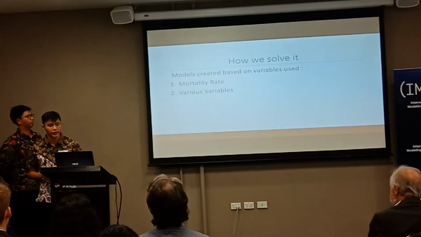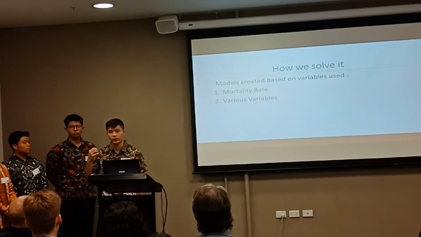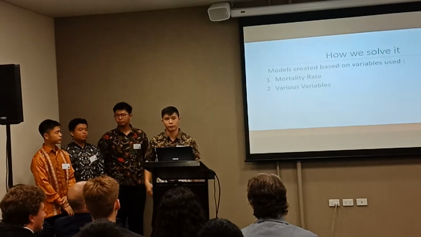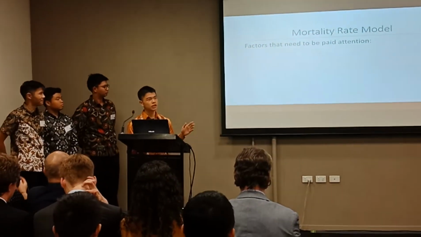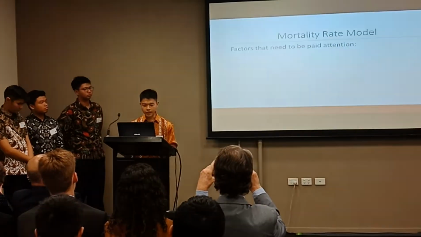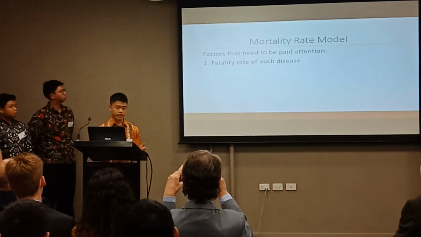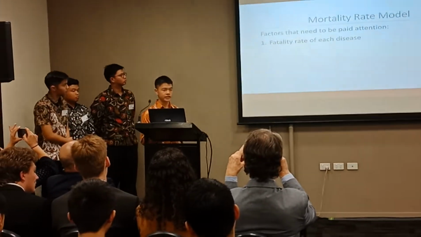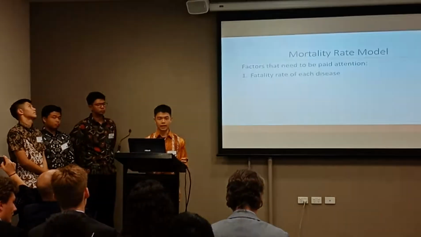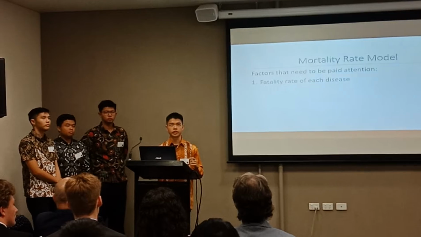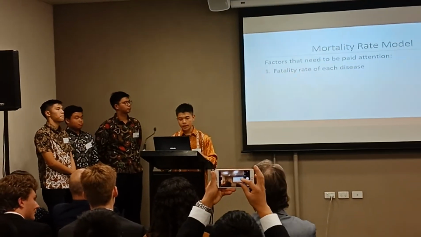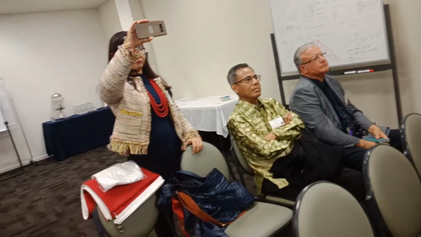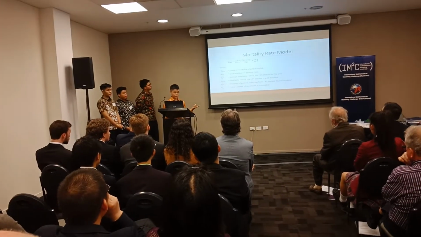The first one is only using the mortality rate as the sole factor, and for the second one we take two other factors to be paid attention to. The first one is the fatality rate of these diseases, because we know that not all of the diseases are curable, or the curability of these diseases is different. And then the total number of patients in the hospital, because a sole percentage is not enough. So if you take into account the total number of patients, you get mathematical formulations for our first model.